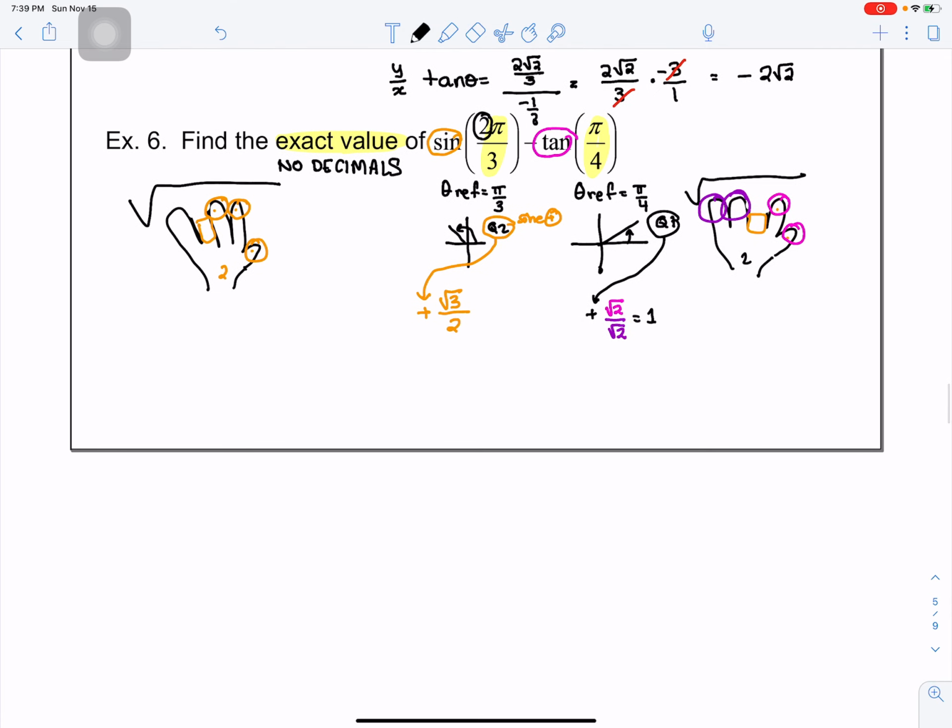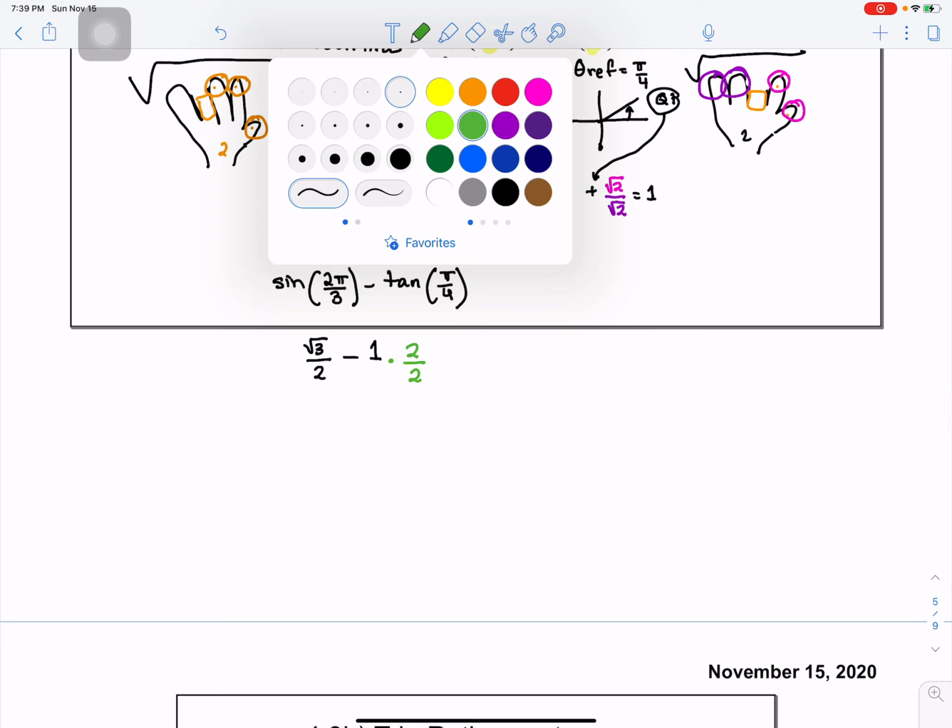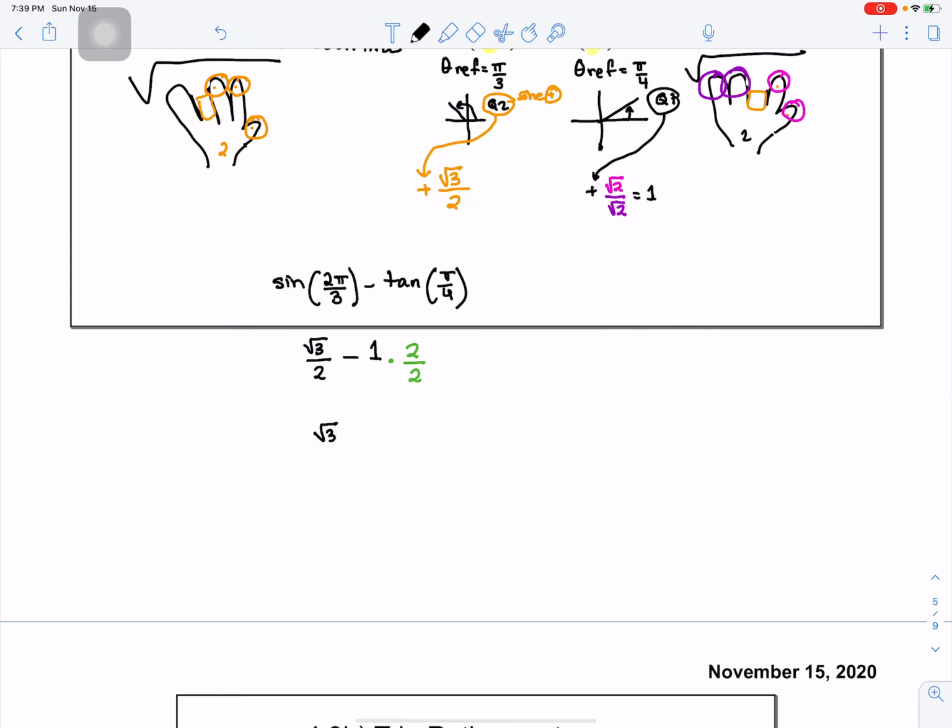So now they're asking me to find the exact value of sine 2 pi over 3 minus tan of pi over 4. So sine of 2 pi over 3 was root 3 over 2 minus tan of pi over 4 was 1. Now, sometimes it's expected you clean this up into a common denominator, so I'm going to multiply this fraction by 2 over 2. And then my final answer is root 3, 2 times 1 is 2, root 3 minus 2 over 2. And that would be my final answer.